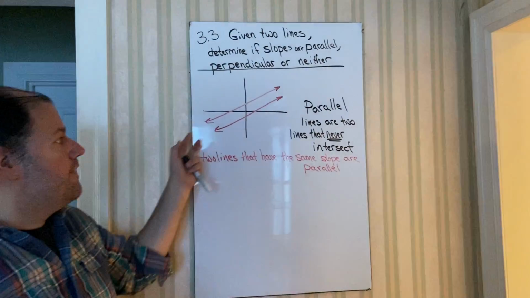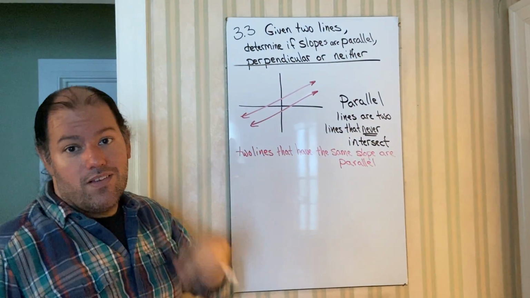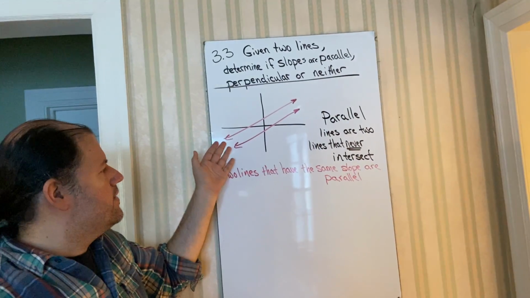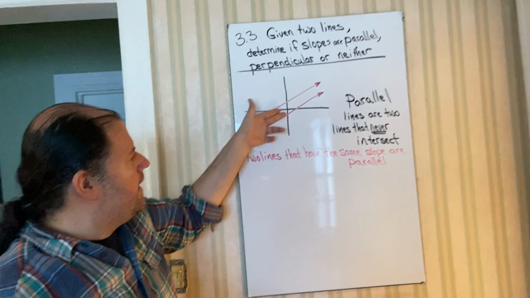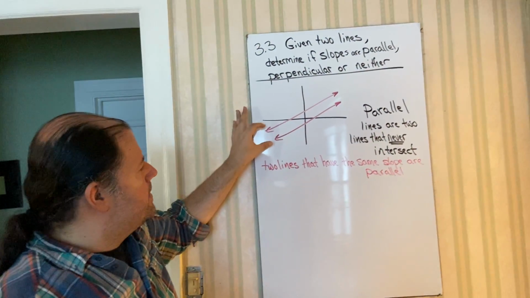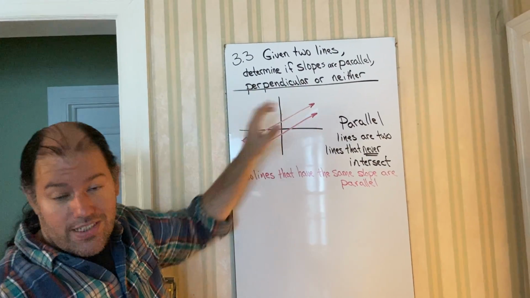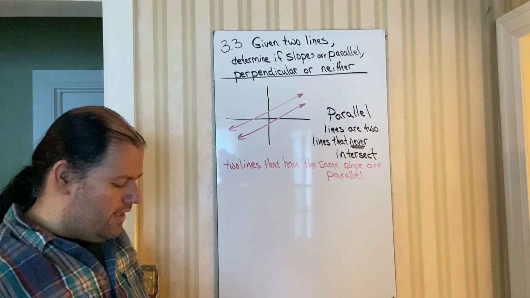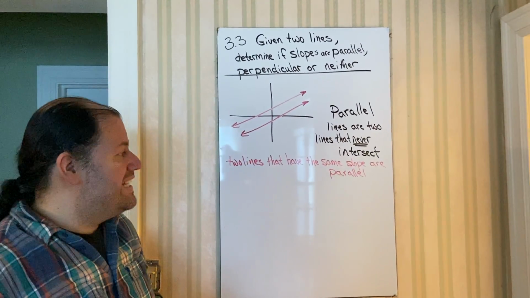So not only do they have to have the same sign, but they also have to have the same number. They have to be identical. See how these two lines never intersect? They keep the same equal space, but notice that they both have positive slopes, and if you actually calculate them, they would have the same numbers. Let's give you a visual of what perpendicular looks like.